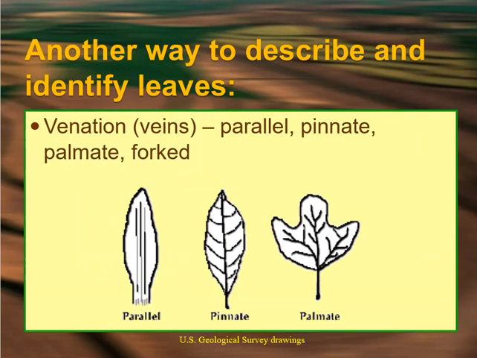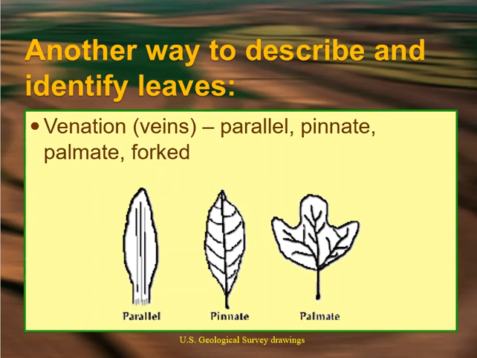Another way to describe and identify leaves is through looking at their veins. Veination: you can have different veins in them. You can have parallel veins. What would be something that you think of that has parallel veins? Right, those would be your grasses. Grasses, monocots, corn, they all typically have parallel veins.